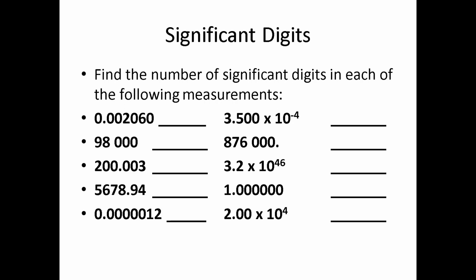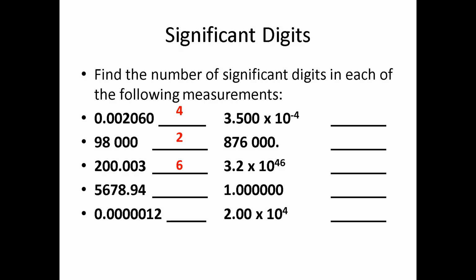So if we just go through a few practice here, 0.002060. Leading zeros do not count, but I do see a decimal point, so the last one counts, and the second to the last one counts because it's trapped, so 4. 98,002, because there's no decimal point. 200.003, everything counts because the first and the last count. If the first digit and the last digit count, everything in the middle is trapped.